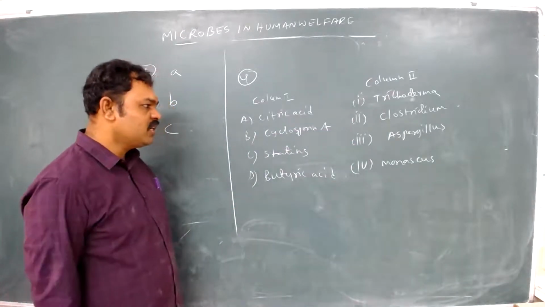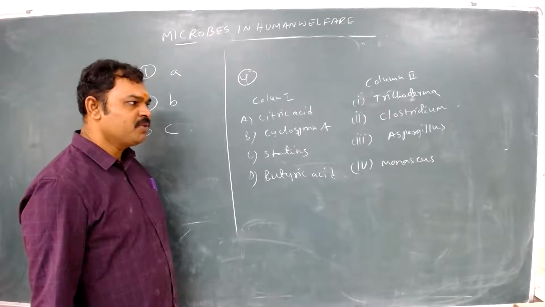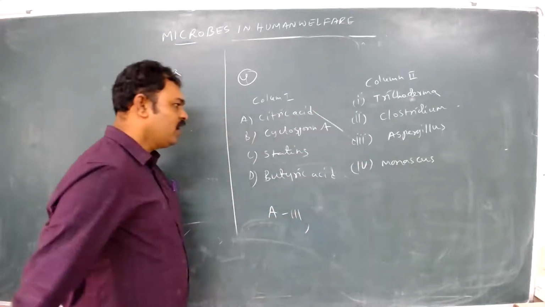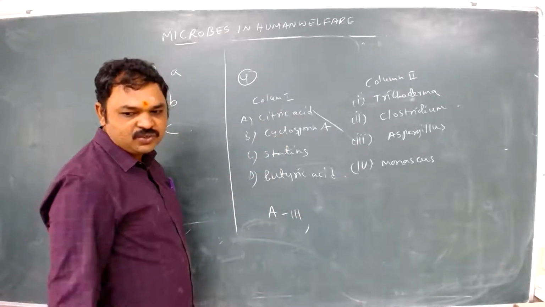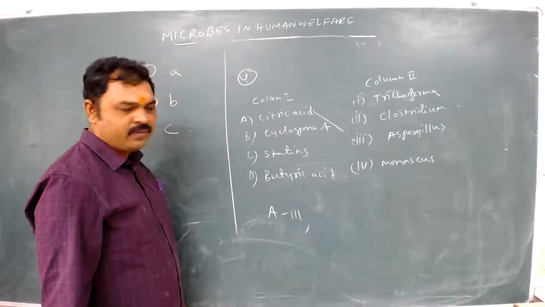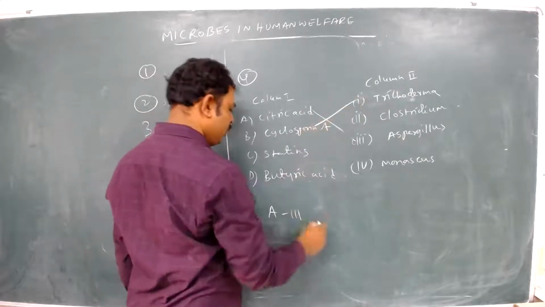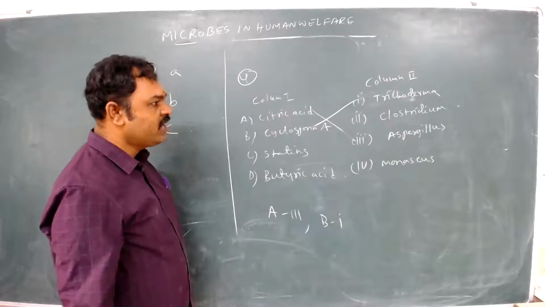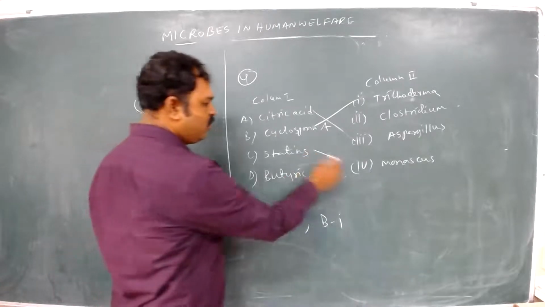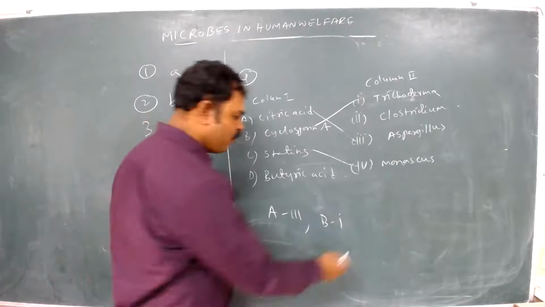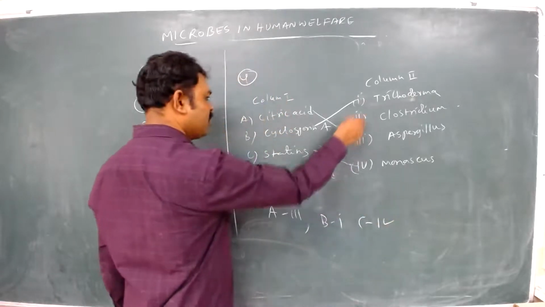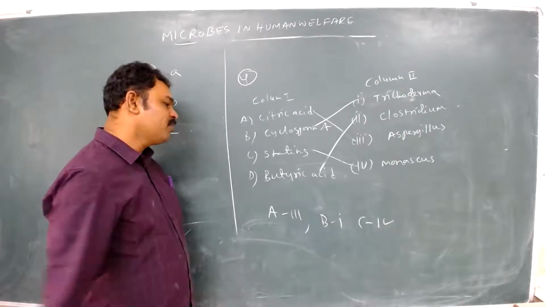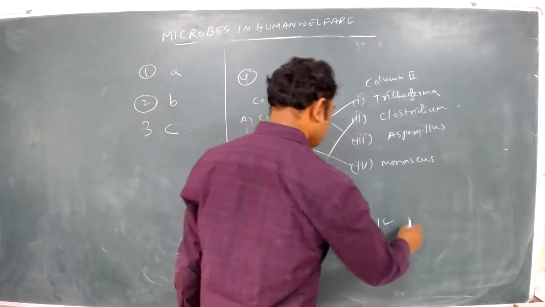In citric acid production, Aspergillus is used, so A is 3. Cyclosporine A is produced by Trichoderma polysporum, so B is 1. Next is statin. Statin production uses Monascus purpureus, so C is 4. And butyric acid production uses Clostridium butyricum, so D is 2.